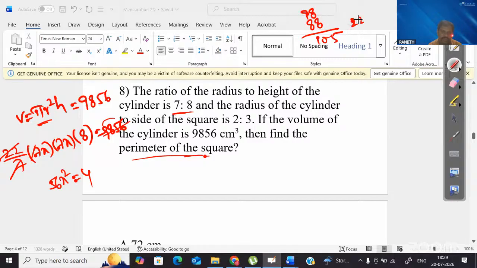Again 22 into 5 will be equal to 110. I will go with the 4 times again. 8 times 8 is 88. 105 and 88 will be equal to, so 12 and 5 will be equal to 17.